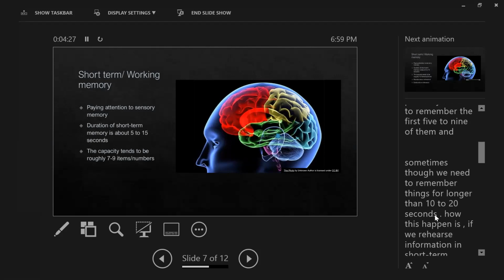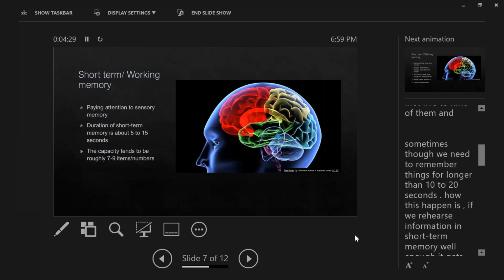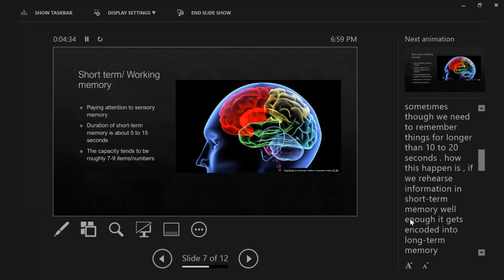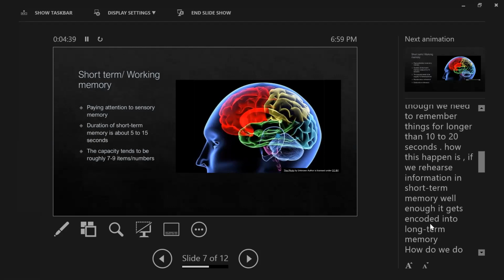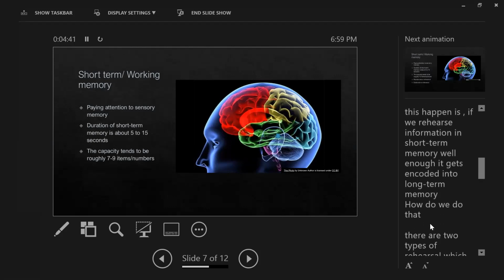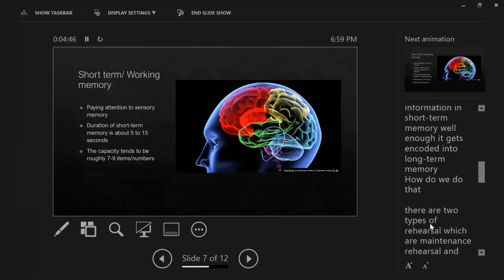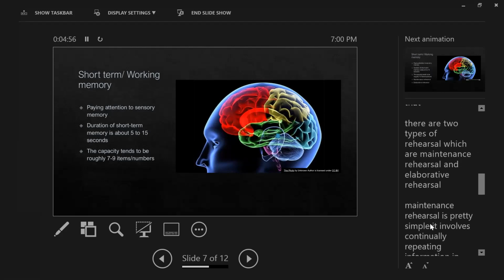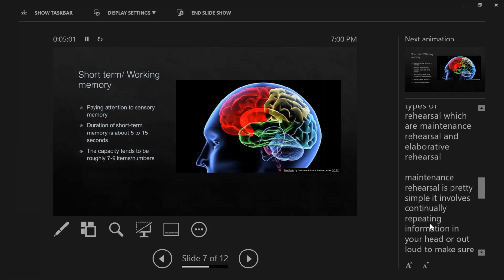Sometimes we do need to remember things for a longer time. How that happens is by rehearsing the information. For example, when we were kids, we were taught to rehearse timetables. If we keep on repeating them, saying them out loud, they can go from our short-term memory to our long-term memory.